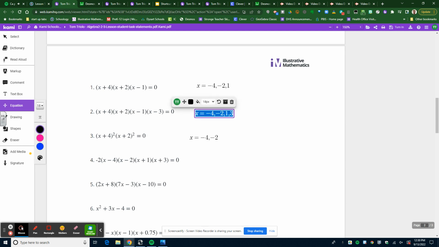So if I do a little Control A, Control C, come down here, Control V. Put a negative, put another negative. You're probably right, I could have typed it faster, but I'm doing things one-handed, so.